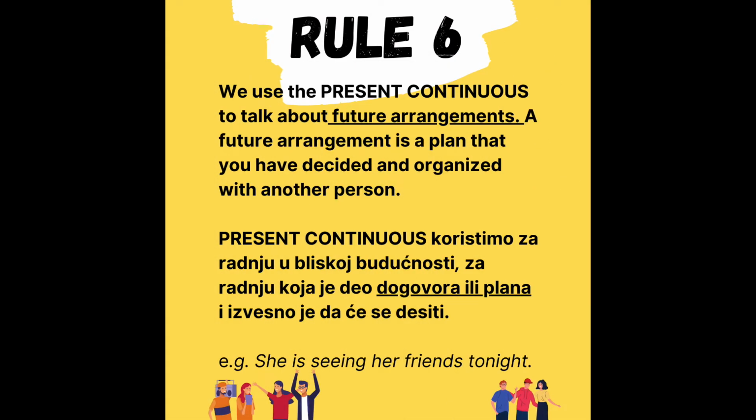We sometimes use the present continuous to talk about the future, precisely to talk about the future arrangements. A future arrangement is a plan that you have decided and organized with another person. So, for example, we can say, she's seeing her friends tonight.